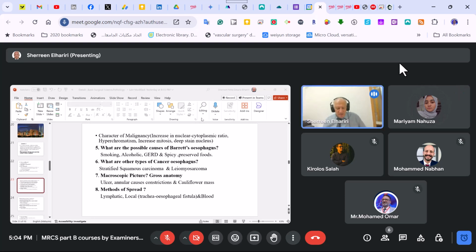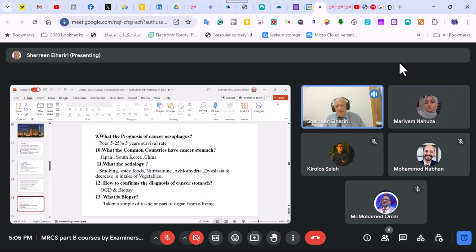What is the method of spread of cancer of the esophagus? Blood, lymphatic, and local spread. What organ does it locally invade? Trachea, causing fistulas. What is the prognosis of cancer of the esophagus? Bad prognosis. What does bad prognosis mean? The 5-year survival is, I think, less than 25, from 5 to 25.